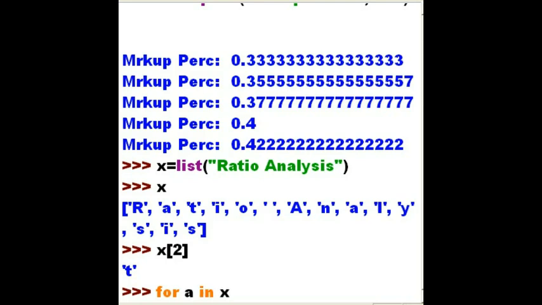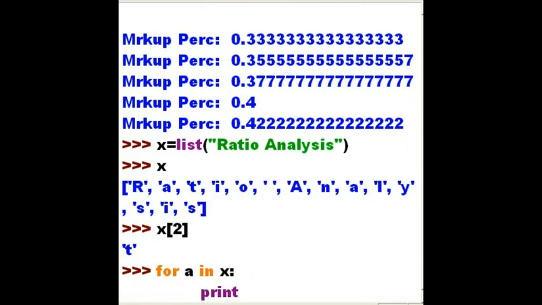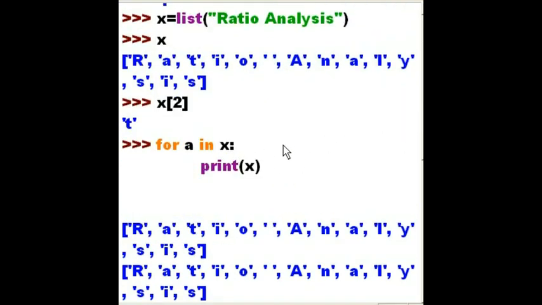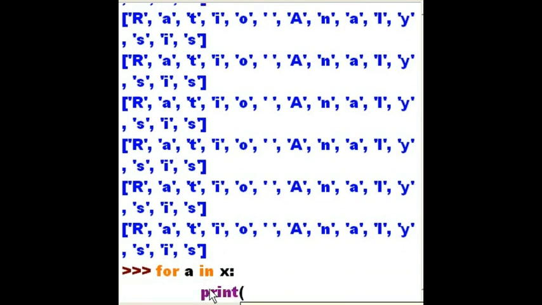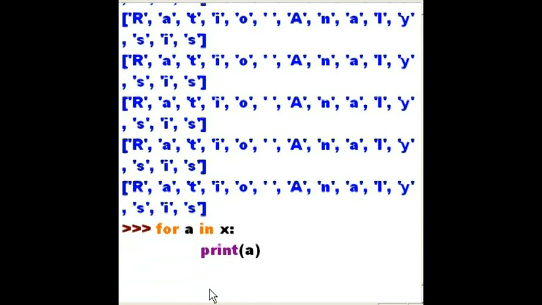For a in x, colon, what do I want to do with this? I want to print out every occurrence of x. So I should get ratio analysis all vertically aligned on my screen. Almost. Well, as you can see, this did not work. Why did it not work? Because I put in the wrong letter. You should have put in an a. Oops. All right, do it again. For a in x, print not the x array, but the variable a. And there we go. Ratio analysis.